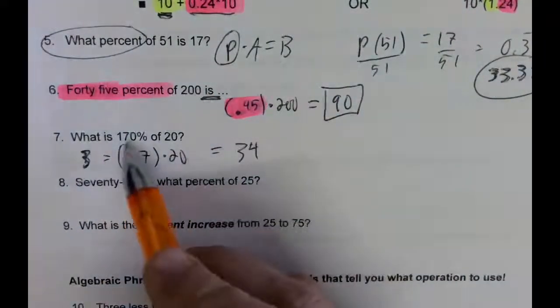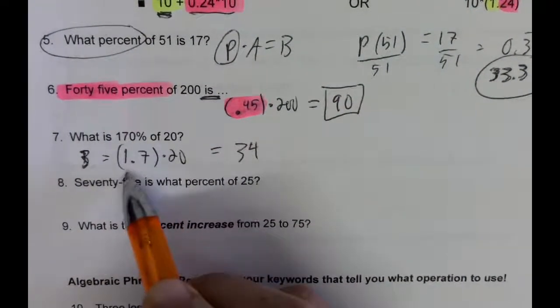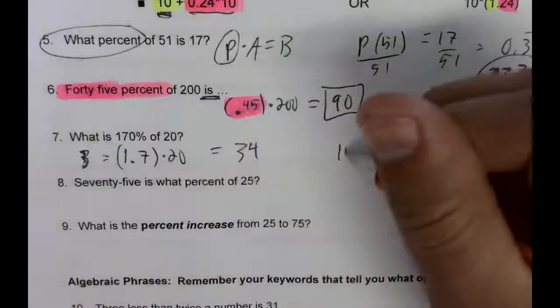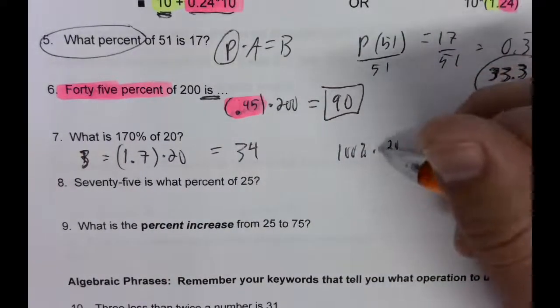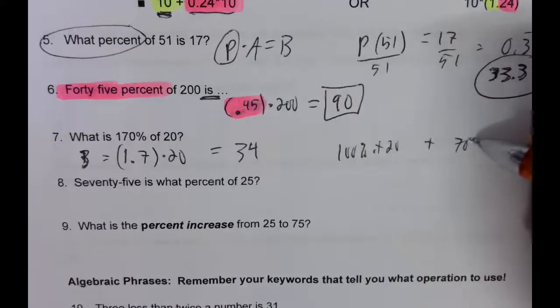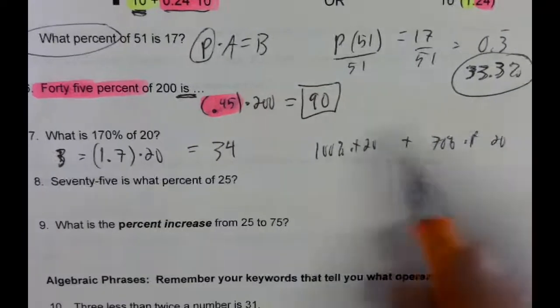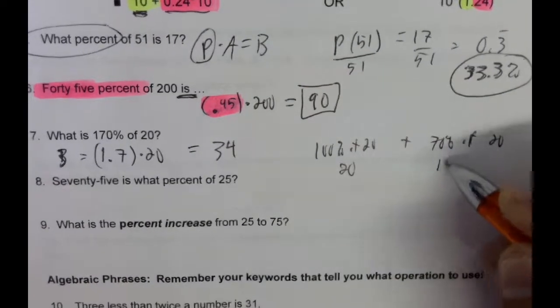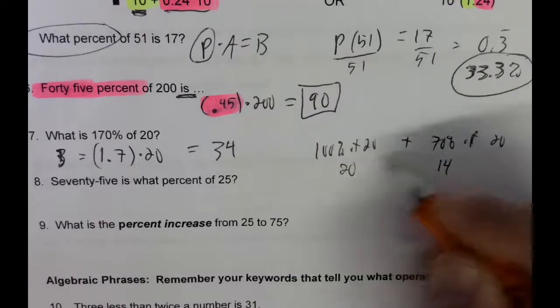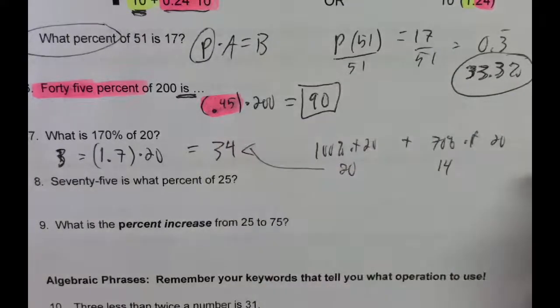Okay, so again, 170% turned into 1.7. Again, that's like saying 100% of 20 plus 70% of 20. And so hopefully you guys are aware that 100% of 20 is 20. 70% of 20 is 14. 20 plus 14 gives us 34.